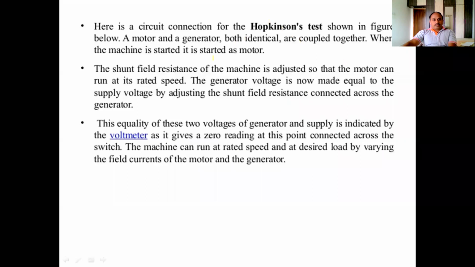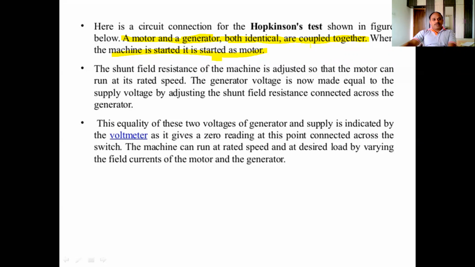A motor and a generator, both identical, are coupled together. When the machine is started, it is started as a motor. So first of all, the circuit is connected, both are coupled and electrically connected. So first the motor is started.